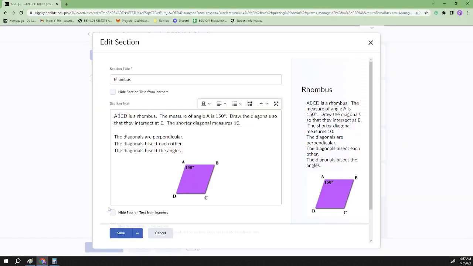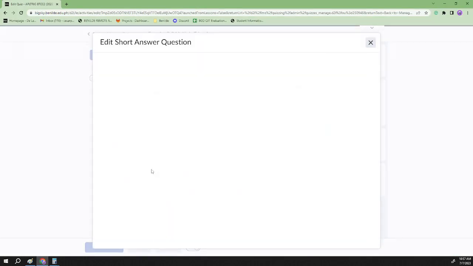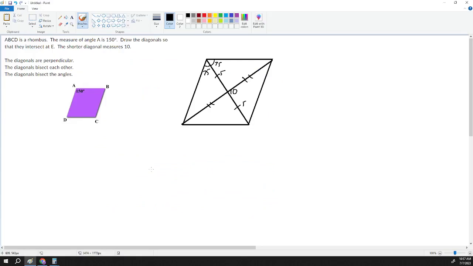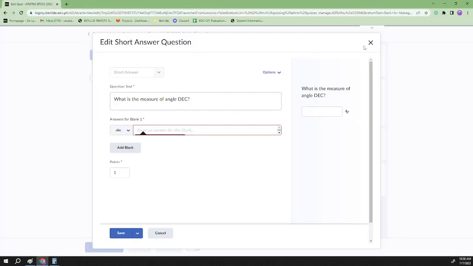Alright? So first question. What is the measure of angle DEC? Ito yung E natin. DEC. Ano yung sagot nyo dito? What is angle DEC? Correct, 90. Because it says here, diagonals are perpendicular. This is 90. And this is a special thing about rhombus. But we can discuss it later.